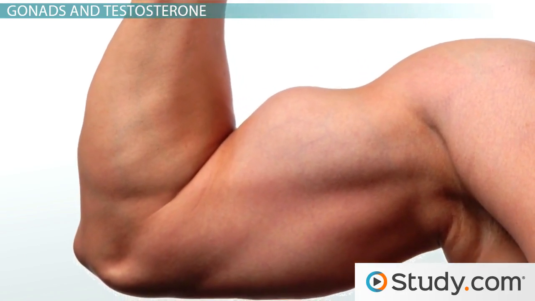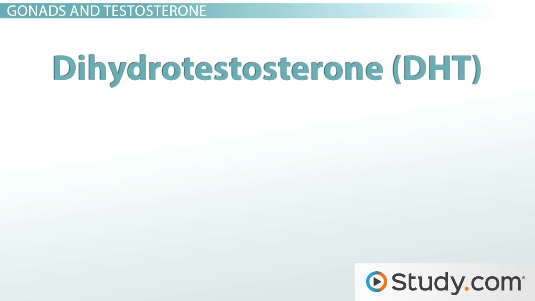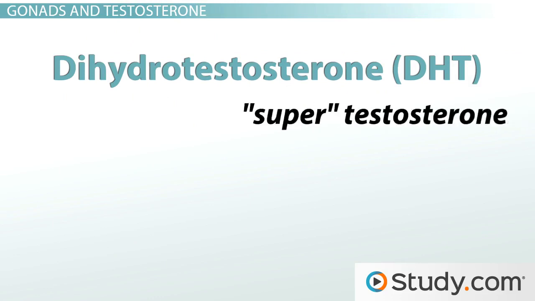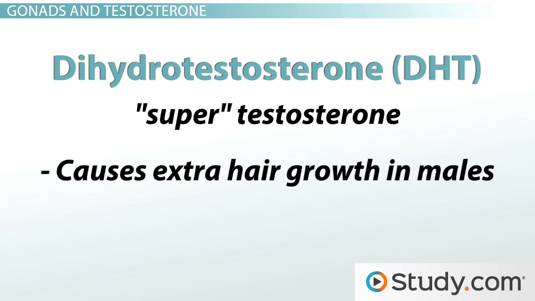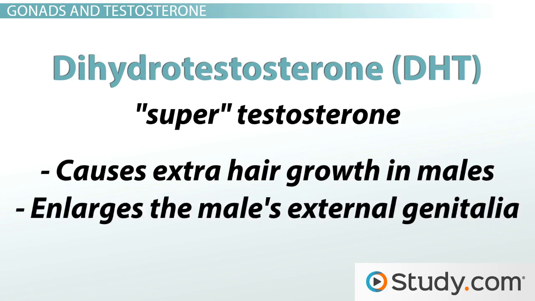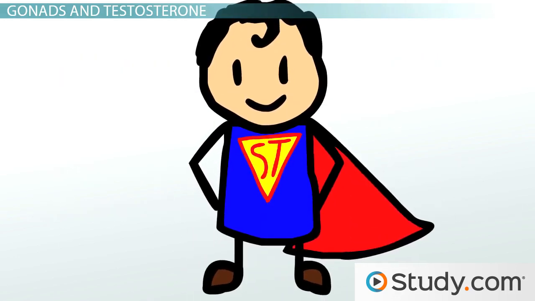doesn't stay testosterone. Say around 5% of males' testosterone is actually converted to another androgen, a super testosterone if you will, called DHT or dihydrotestosterone. DHT is what causes all that extra hair growth that males have and enlarges the male's external genitalia. You know, all those things that make a man, well, a man, hence the term super testosterone.